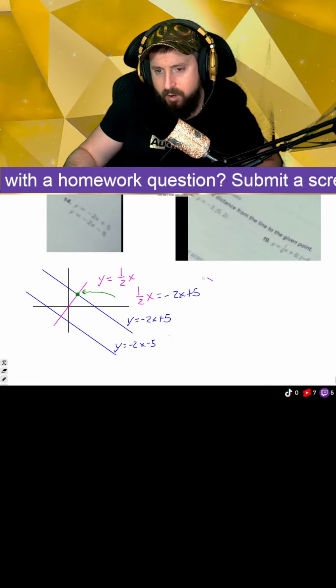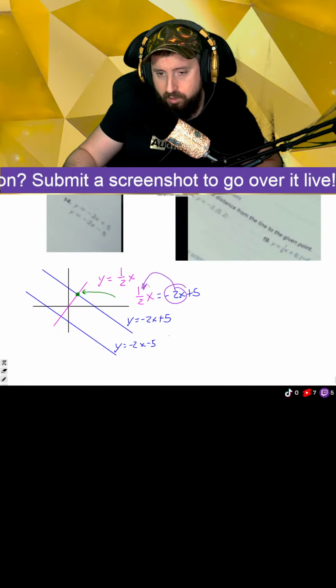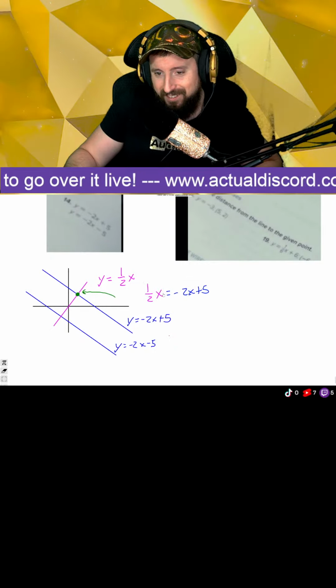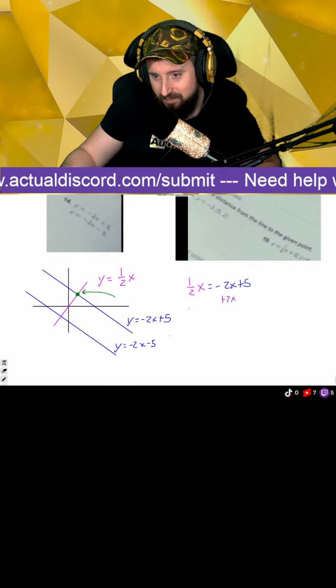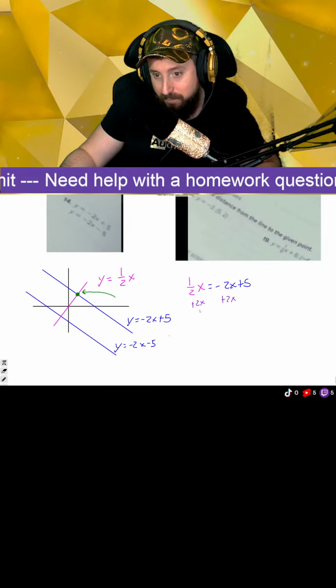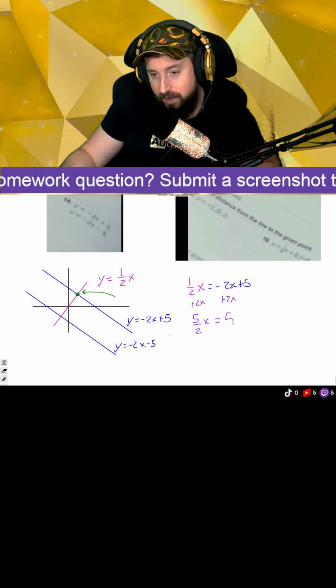So I can be like, okay, cool. Let me just move 2x over. If I move 2x over to the 1/2 x, what does that become? That's 2x. We got to remember fractions. It would become 5 halves. Good, 5/2 x. Perfect. So you get 5/2 x is equal to 5, right?